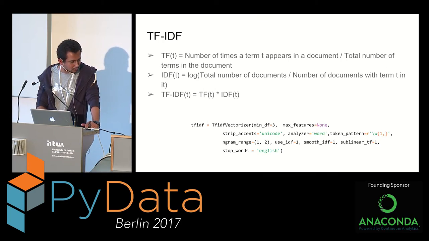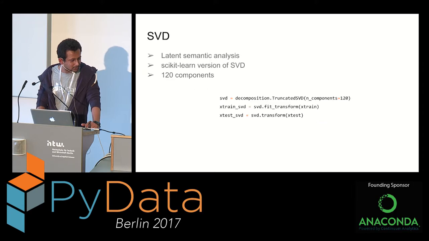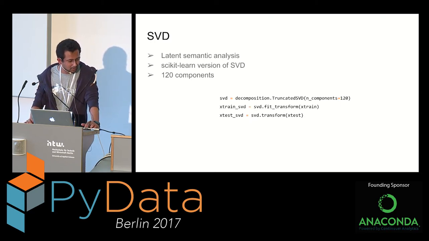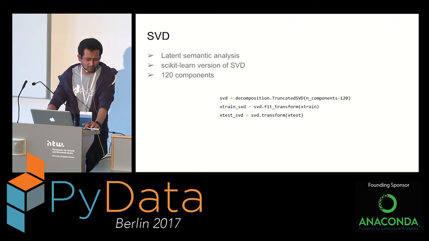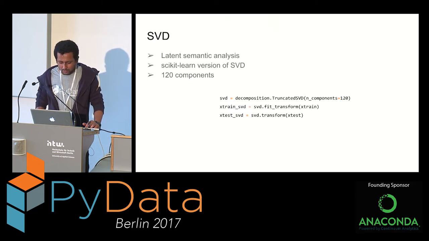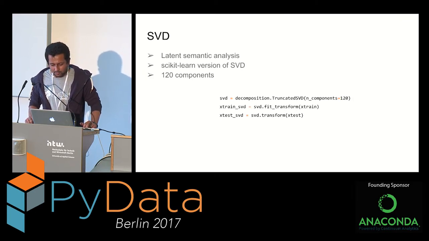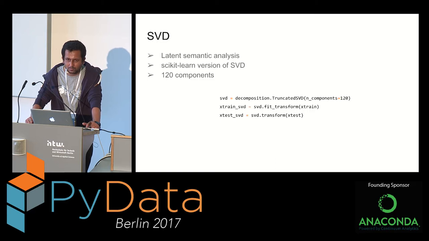Not for English, I mean. For other languages, I'd use some other stop words. The next one was SVD features, also known as latent semantic analysis. I use the scikit-learn version of SVD, truncated SVD, with 120 components. I just use them on top of the TF-IDF features. But I use TF-IDF and SVD features in very different ways. There are five different ways that I thought of and implemented.